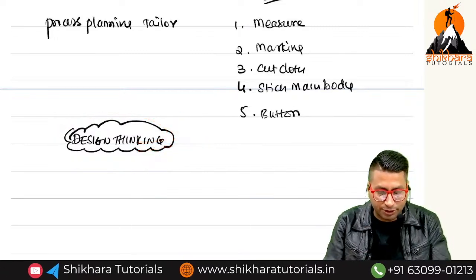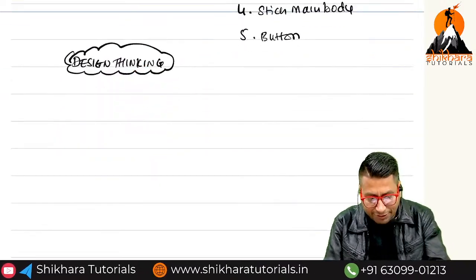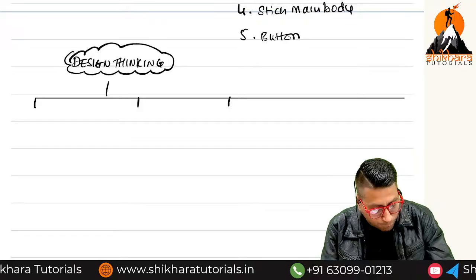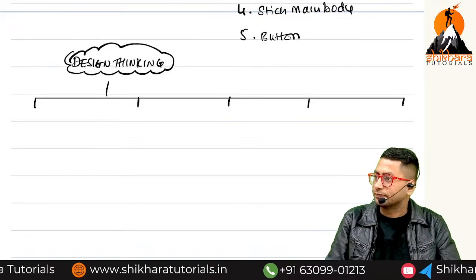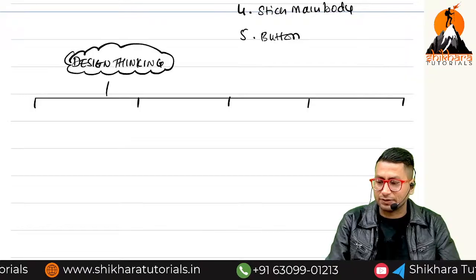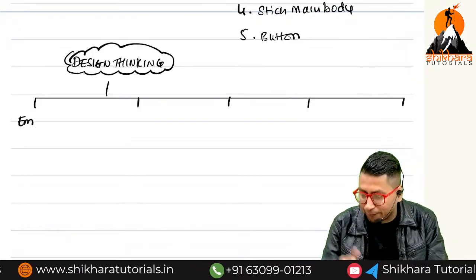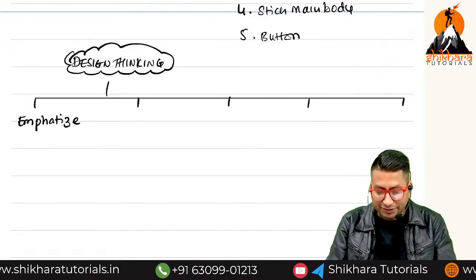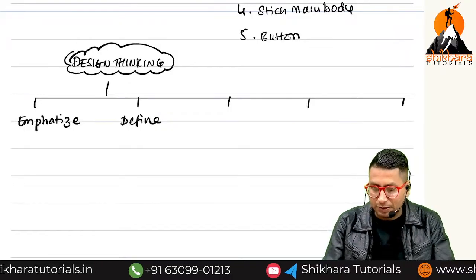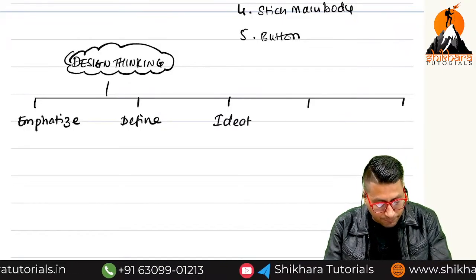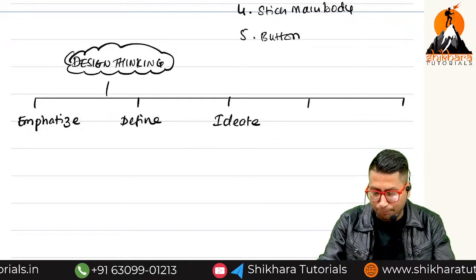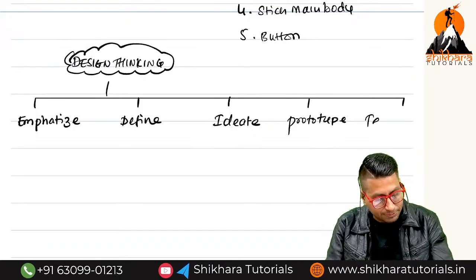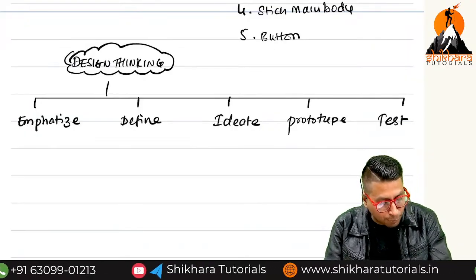Then you will use the concept of what? Design thinking. Let us assume you are the CMA of Zomato, and in design thinking, how do you solve the problem? Let us see. There are 5 steps in design thinking. How many steps? First step is empathize. Second step is define. Third step is ideate. And fourth step is prototype. And then the fifth step we have is test.